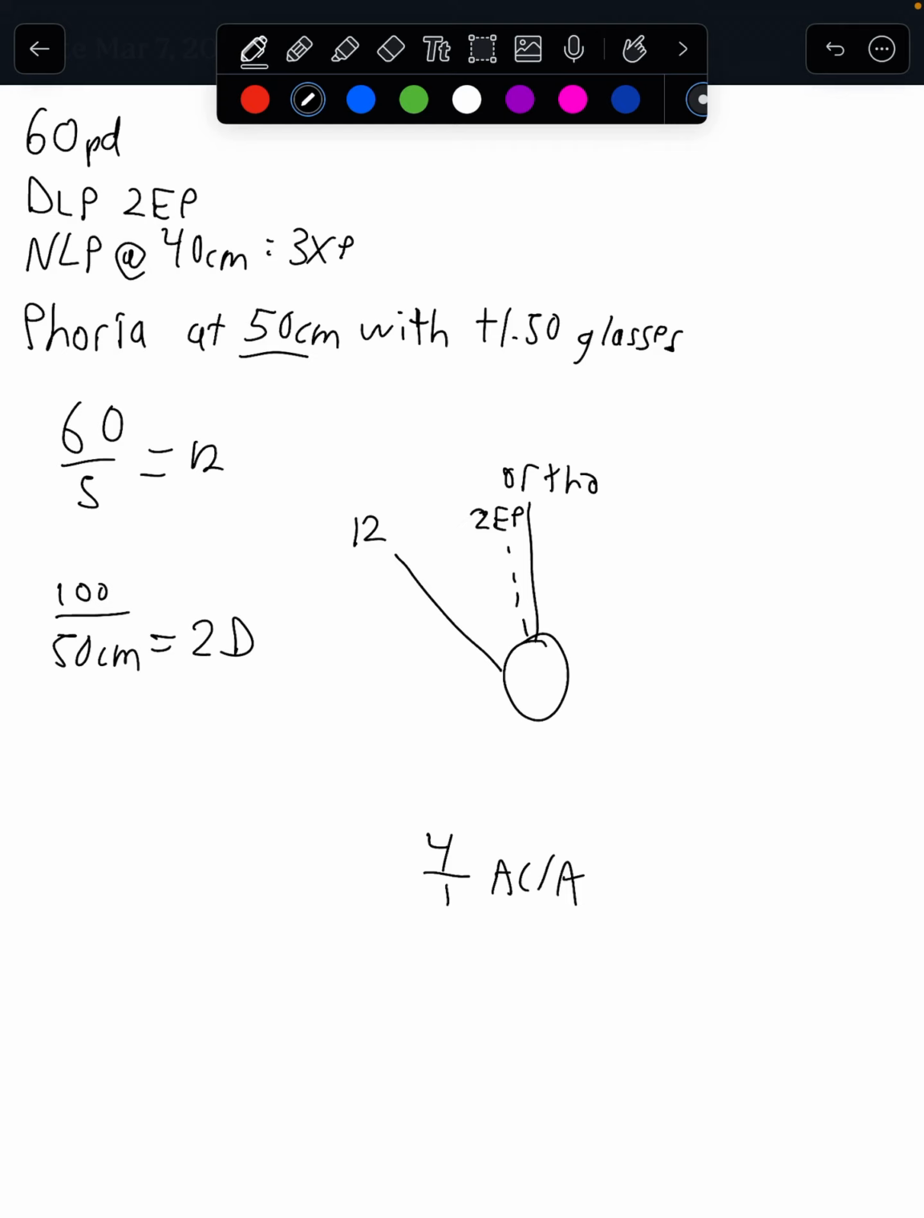So in this case, we're not going to multiply 2 by the ACA. We're going to multiply 0.50 by the ACA, which is 4 over 1, equals 2. So what that means is that from the 2 EP, the patient converges only 2 prism diopters more. And so from 2 EP, so they got a 2 head start from ortho, they converge 2 more, so they land at 4. And so the difference between 12 and 4 is 8. And so the patient's foria, since the 4 is to the right of the 12, meaning they converged 8 prism diopters less than they were supposed to, the patient is 8 XP.